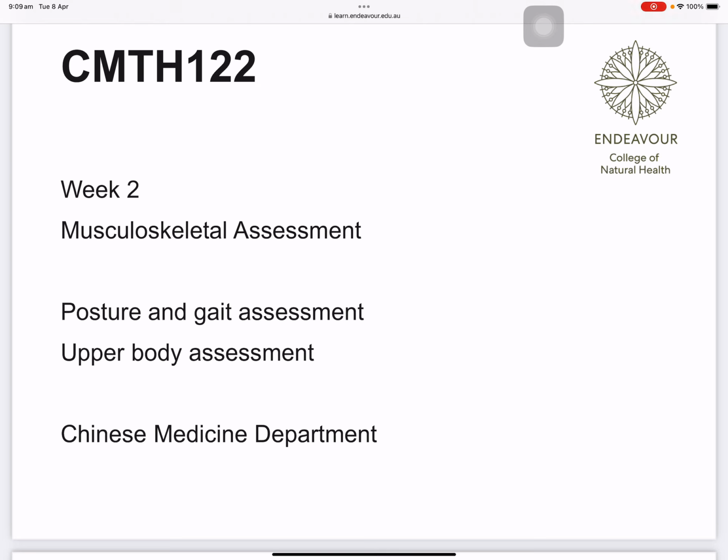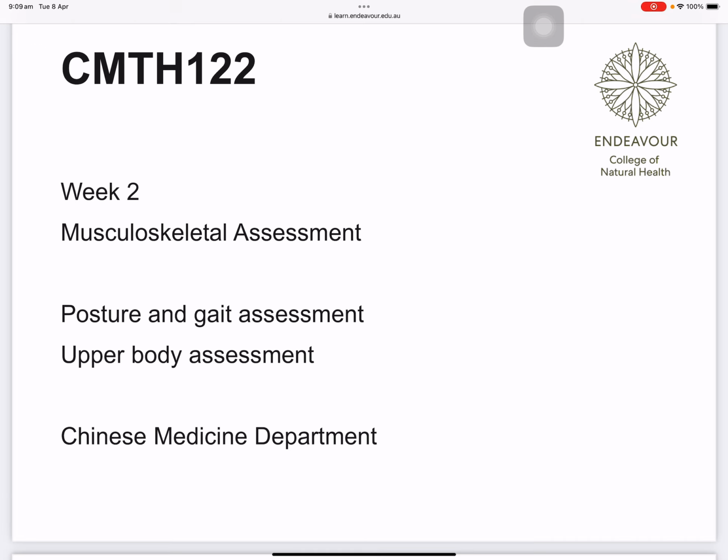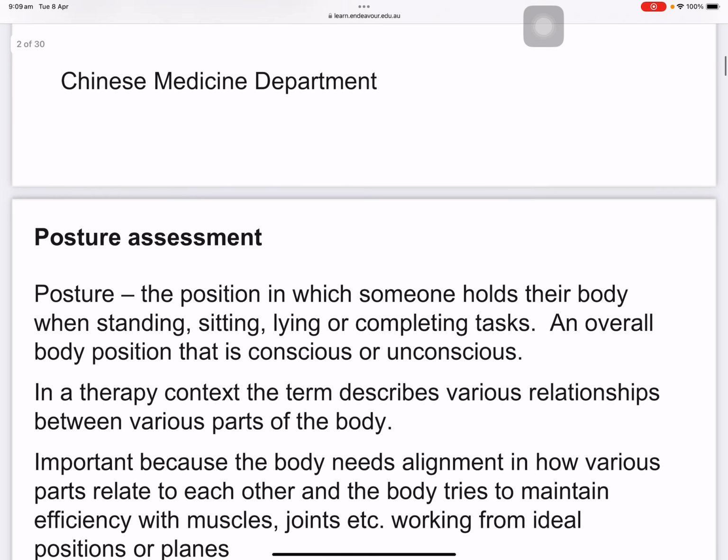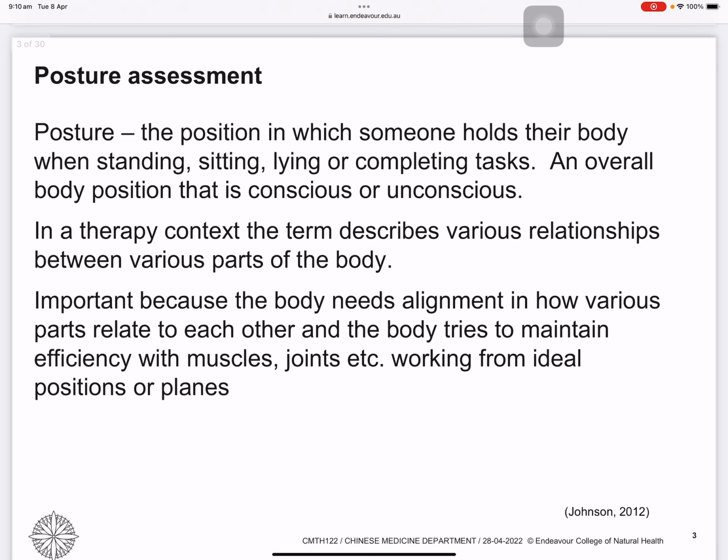And then after the treatment, you also have to write down and type in your medical records. You need to finish the medical record on the same day. Okay? And you have to finish on the campus as well. So the time is quite tight. Right, so first we will have some introduction to the musculoskeletal assessment and the posture and gait assessment. And then the most important part is the upper body assessment, because you use it for the clinic this afternoon.